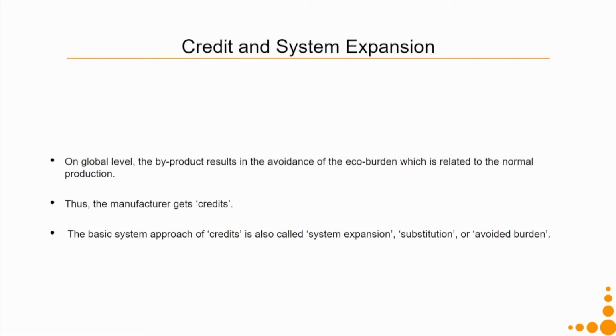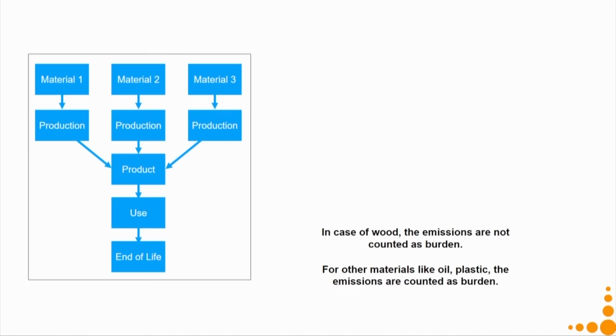So, the basic system approach of credits is called the system expansion, substitution or avoided burden. Say in case of wood, if I take the whole system, this whole system is going to generate some kind of waste. Waste can be generated at the production level, at the use level, at the end level. Right now, I am talking about the whole system as a block and the waste which is coming out of it. So, I might have certain waste.